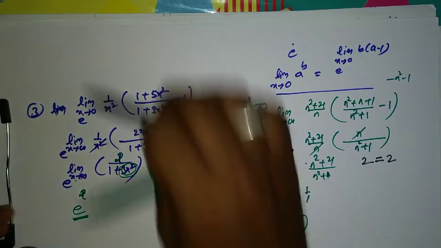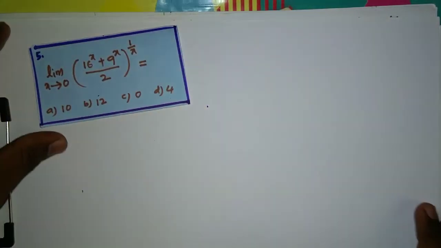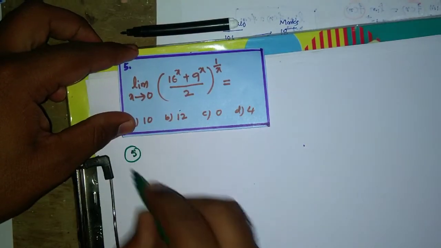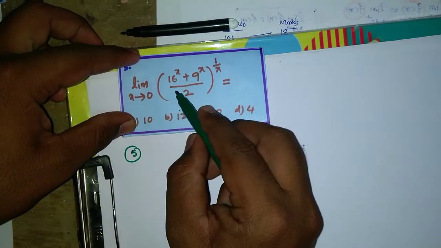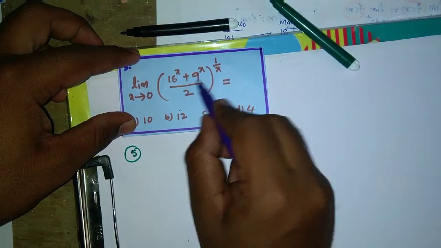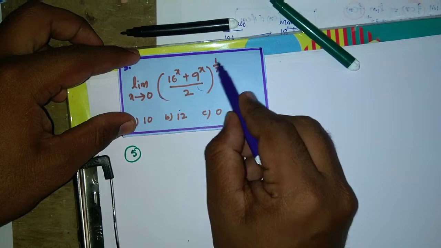Okay, students, here. Now let me go with question number 5, which is very important here. Question number 5. Listen. We'll begin with question number 5. Students, here. Limit x tends to 0, right? Limit x tends to 0 of ((16 raised to x plus 9 raised to x) upon 2) whole to the power of 1 by x. And this guy is A and this guy is what here, B.